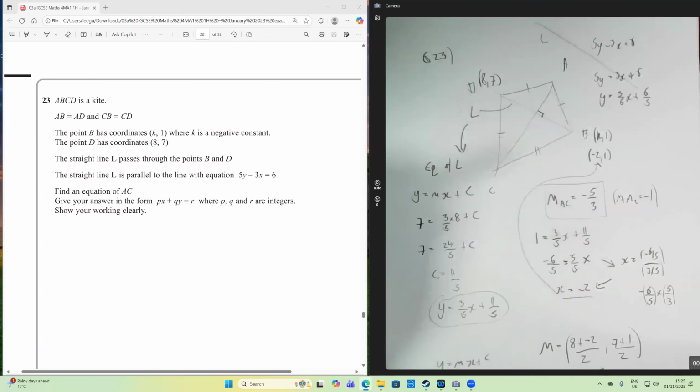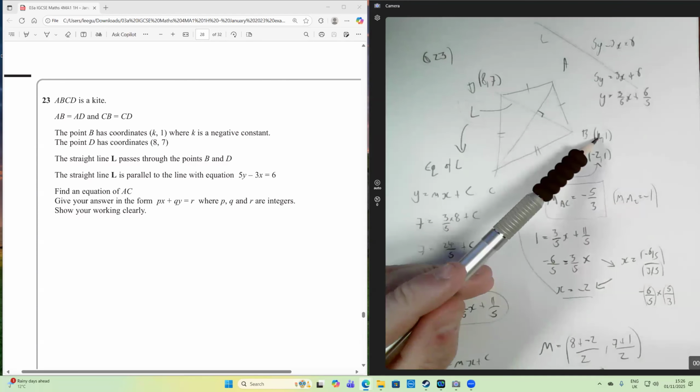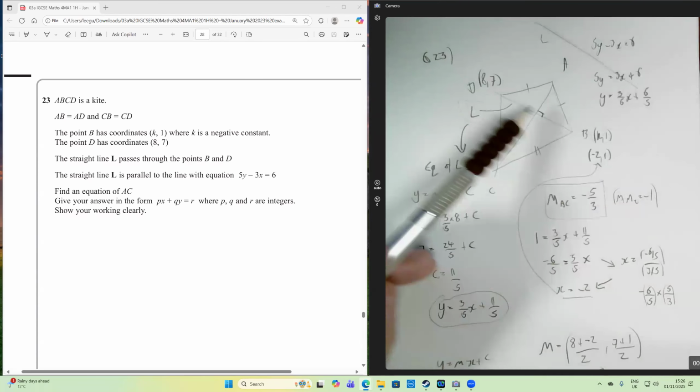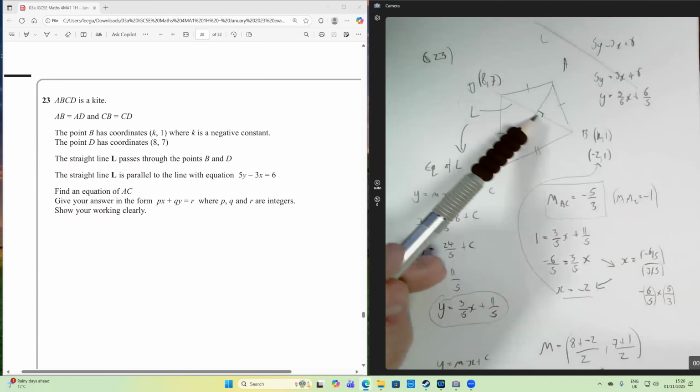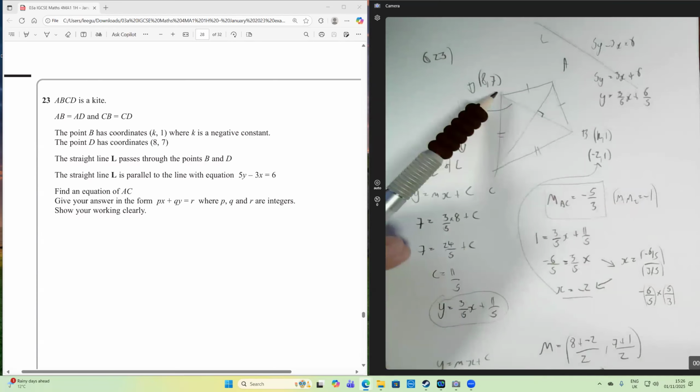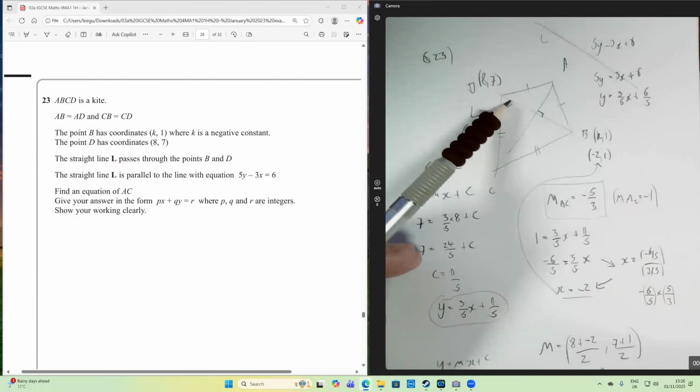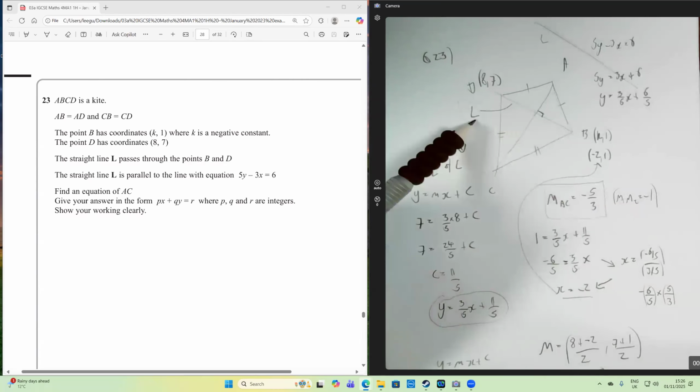Well, that's good. Now what we would like to do is try and find out what on earth K is, because we're going to need that. Well, we've got the gradient of the line BD and we've got a point on the line BD. So we can now find the equation of this line here, L.